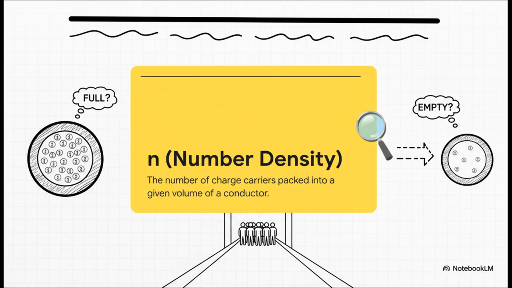This is basically just how many charge carriers, our electrons, are packed into a given space inside the wire. Is our hallway totally jam-packed, shoulder to shoulder, or is there a little bit of room to move? This is actually what makes a good conductor, like copper, so great. It's just packed with free electrons ready to go.